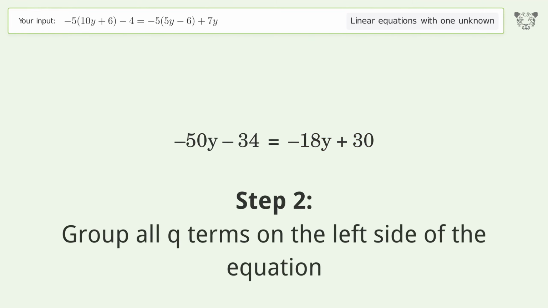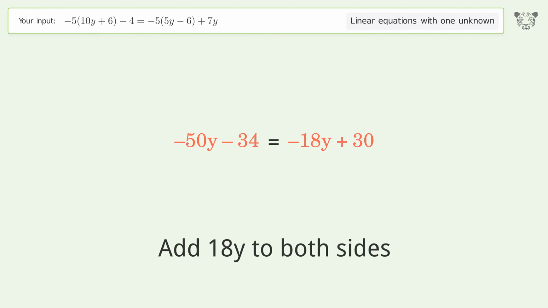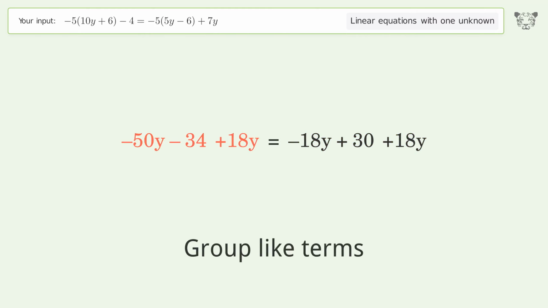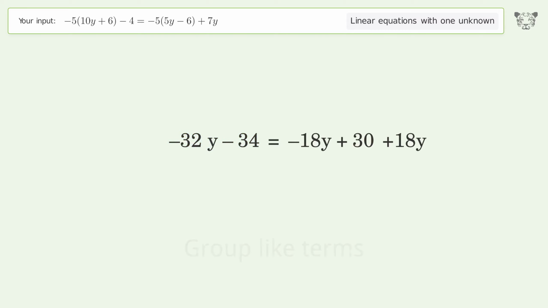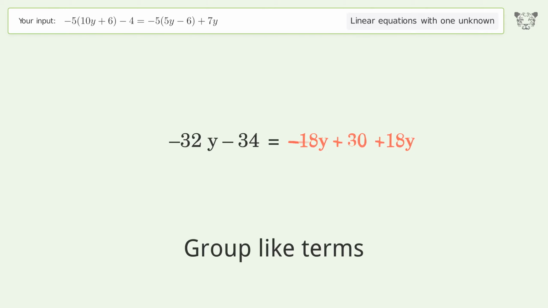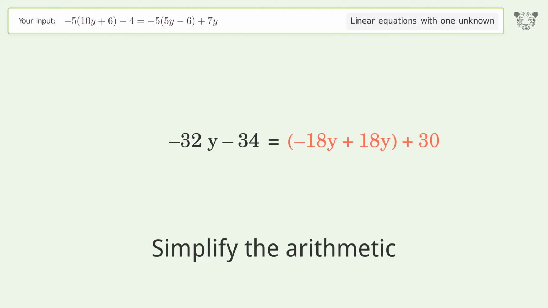Group all q terms on the left side of the equation. Add 18y to both sides. Group like terms. Simplify the arithmetic. Group like terms. Simplify the arithmetic.